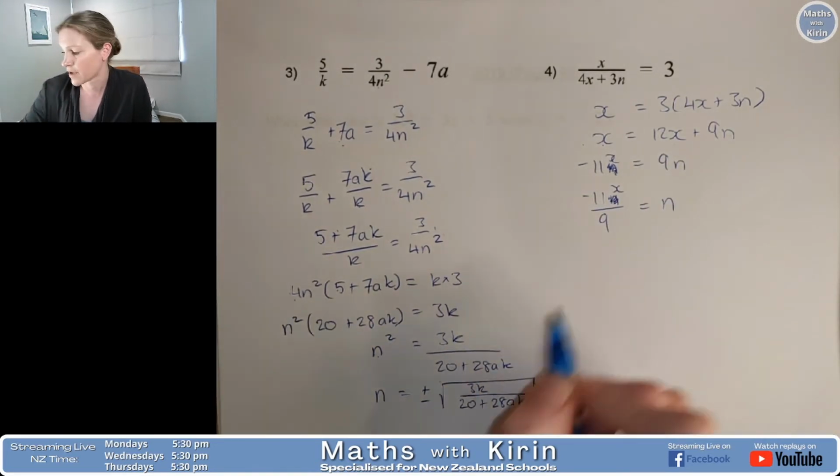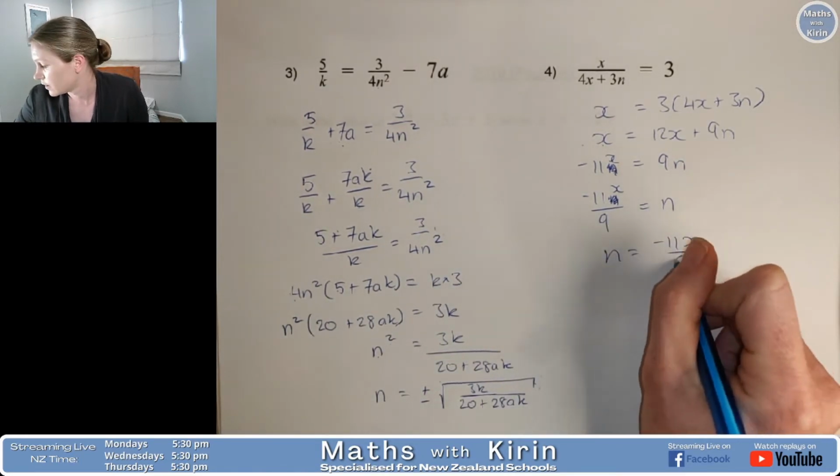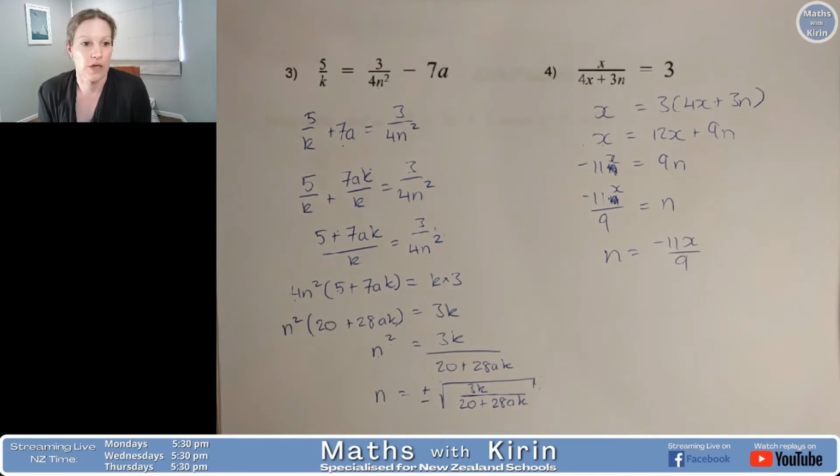Now you can leave it like that. If you prefer, you can write it this way around. So n is equal to negative 11x over 9. This will be sufficient. Great.